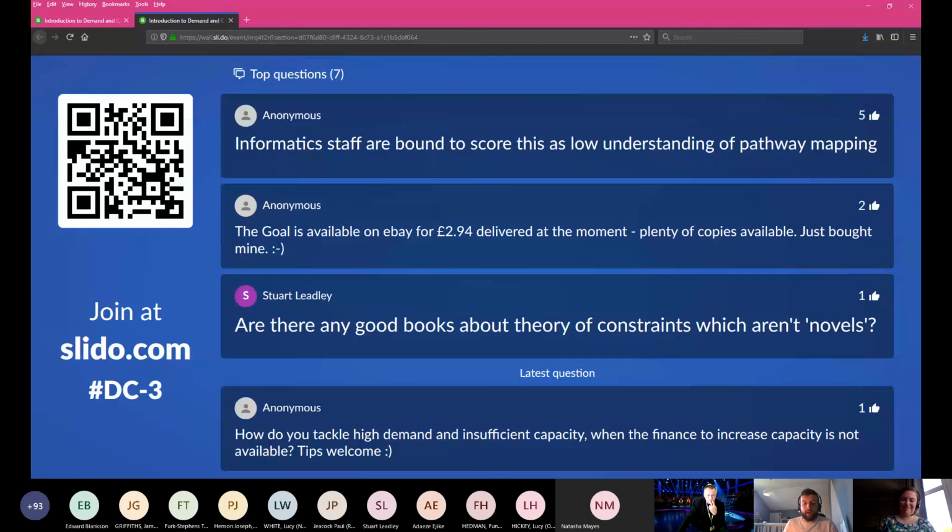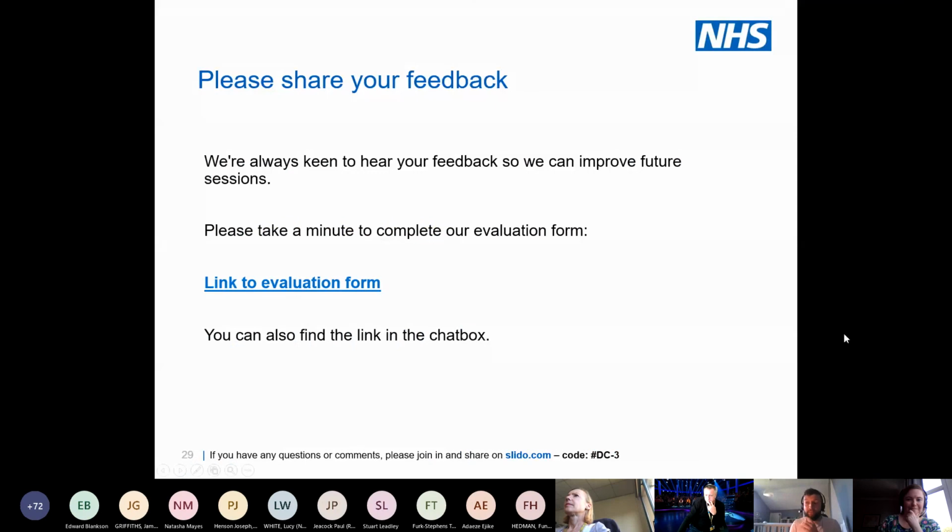And for those of you that are staying, I really hope that the anonymous person that asked, how do you tackle high demand and insufficient capacity when the finance to increase capacity is not available, is still on, because that's a really good question, and it gets to the heart of the theory of constraints and the 5 focusing steps. In as much as if you can identify, maximize the use of your constraint and tune your system around your constraint, you can generally do that without cost.